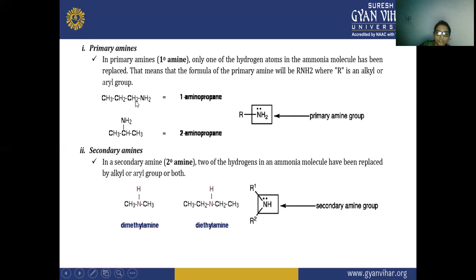This is the formula of the amine. It can be named as follows: there are 1, 2, 3 carbon atoms, and this is the nitrogen group. On the first position, this NH2 is attached to the carbon on the first position. That is why it is named 1-amino propane. In the second case, you can see here it is 2-amino propane. In this case, the amino group is attached to the second carbon atom.